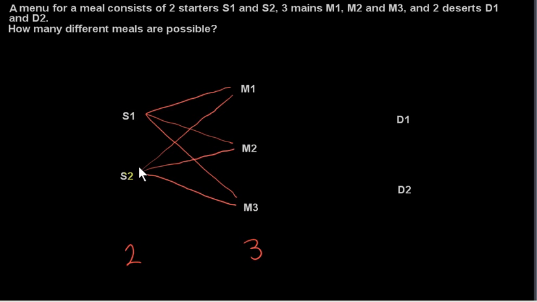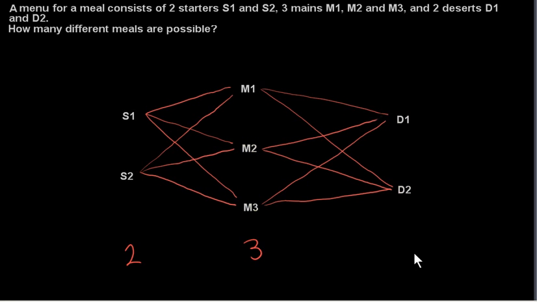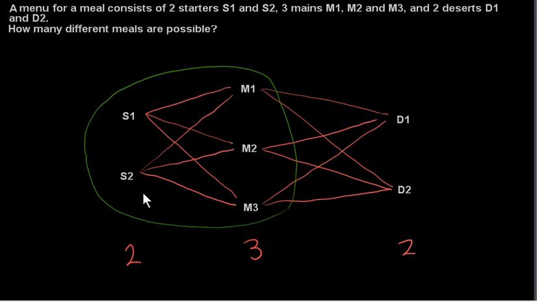Now, for each of these 6 possibilities of choosing a starter and a main course, we actually have 2 possibilities for a dessert. So if we select M1 for our main meal, we have dessert D1 or D2. Similarly for M2 and M3. There are 2 ways that we can select a dessert. So for each of these 6 ways that we can choose a starter and a main course, there are 2 ways we can choose a dessert. Altogether then we have 6 times 2 is 12 ways of choosing a meal. So 12 different meals are possible.